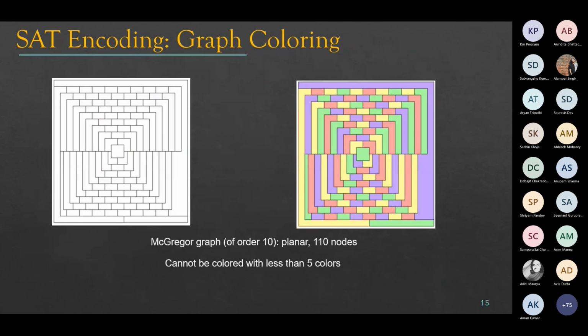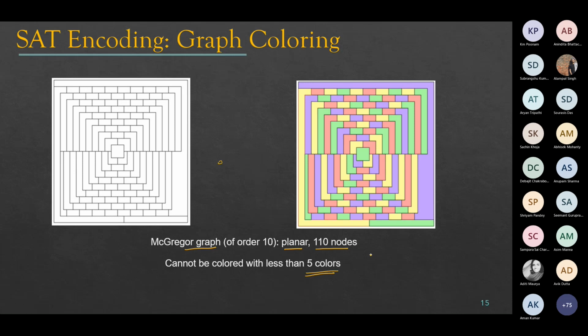Right? Talk about graph coloring, which we have discussed in the last module. So this is a very special graph, which we call McGregor graph, which is a planar graph, and as well as it is having 110 nodes in it. I think I have discussed what is a planar graph. So you can draw the edges between them without any two edges crossing, right? So that is in a nutshell what is a planar graph, right? Now the hypothesis was that it cannot be colored with less than 5 colors.